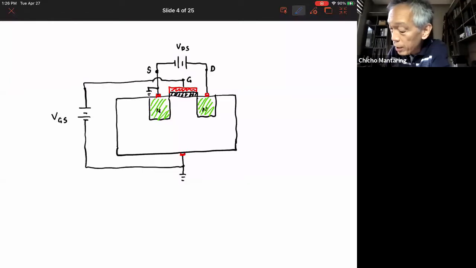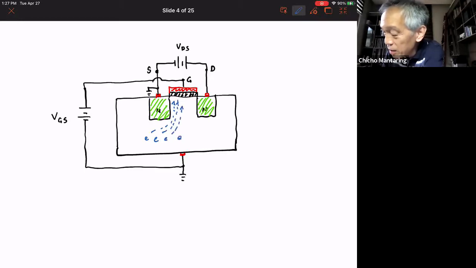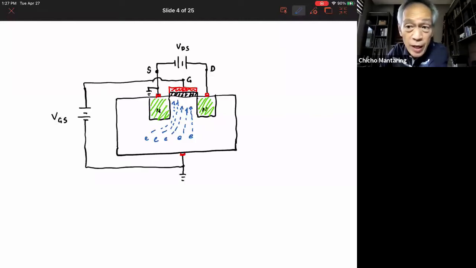Remember that this is p-type. But it still has some electrons. What will happen is electrons will be attracted to this area because of the electric field. You might think of it as this is a positive voltage, so the electrons are being attracted to this positive voltage. Remember, electrons are negative, so they will be attracted to the positive terminal.